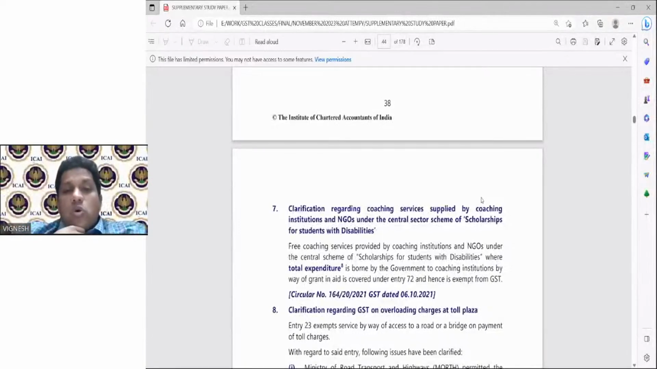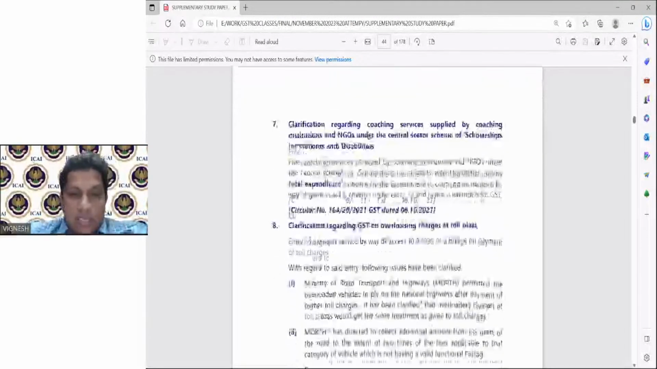Clarification regarding coaching services supplied by coaching institutions under the central sector scheme of scholarship for students with disabilities. Now, some coaching institutions and NGOs provide free services under the central scheme where the total expenditure is borne by the government for the coaching institution. That is exempt from GST.